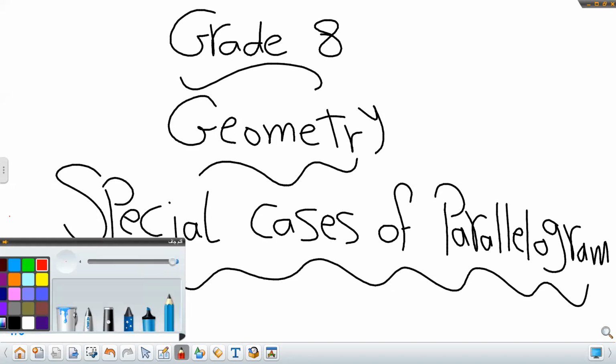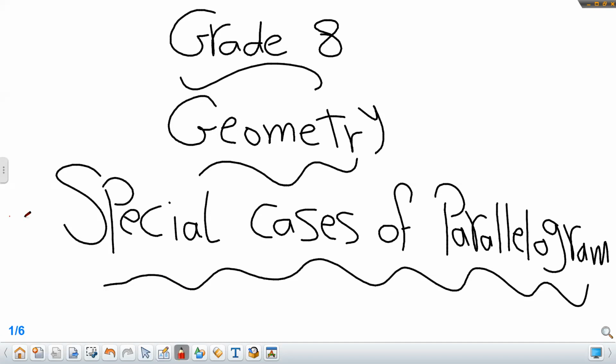Today inshallah I will study a new lesson in geometry, which is special cases of parallelogram. You studied parallelogram before, and you know that a parallelogram is a quadrilateral that has some properties. For example, let's take this figure, ABCD.